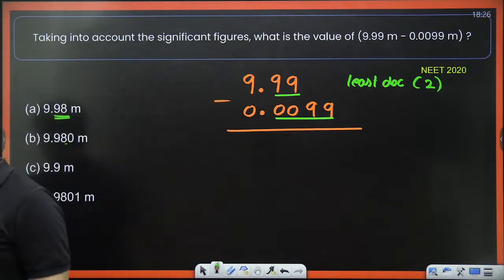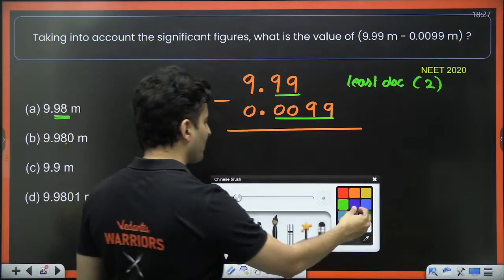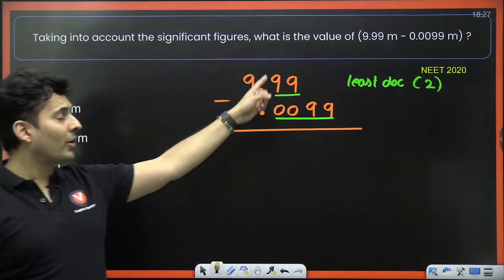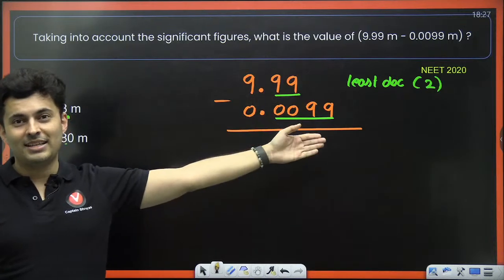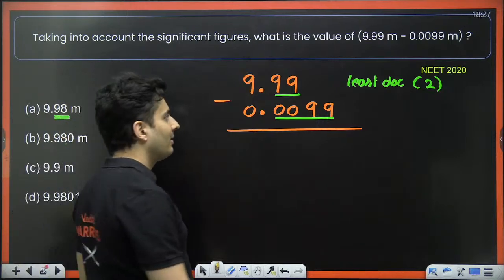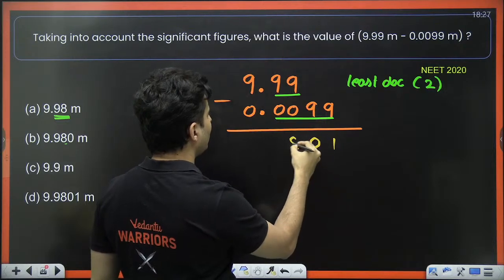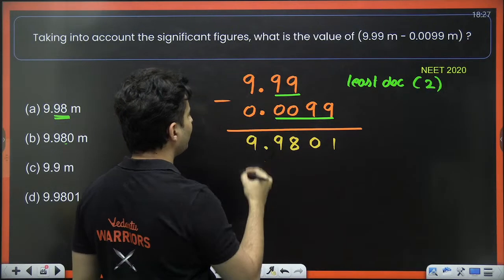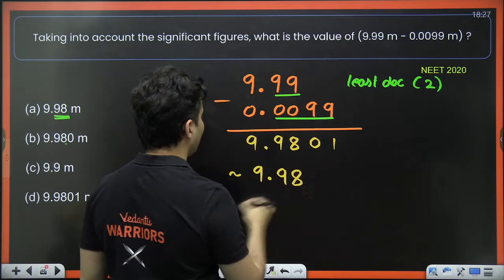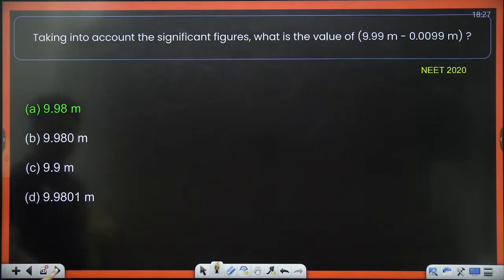Yes, very nice, my dear students, if you are able to solve it. Otherwise, you have to subtract them, borrow the ones and all of that, and then you will get the answer. That is going to be much more difficult. This will be 1, this will be 0, this will be 8, and this will be 9, and this will be 9. Then you approximate it to 2 decimal places. This will be 9.98. So that is the answer over here.